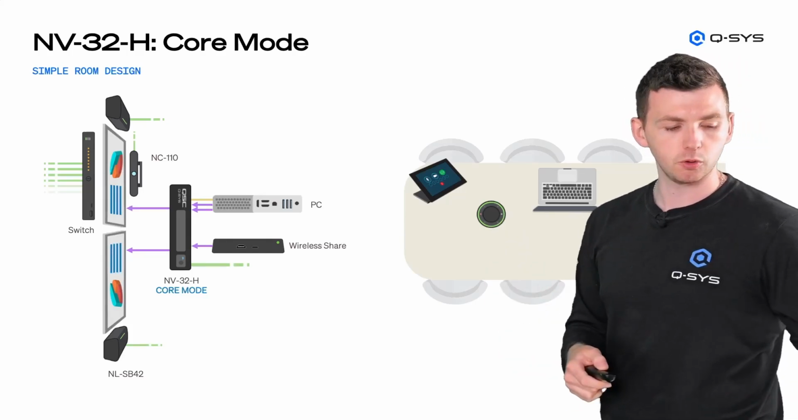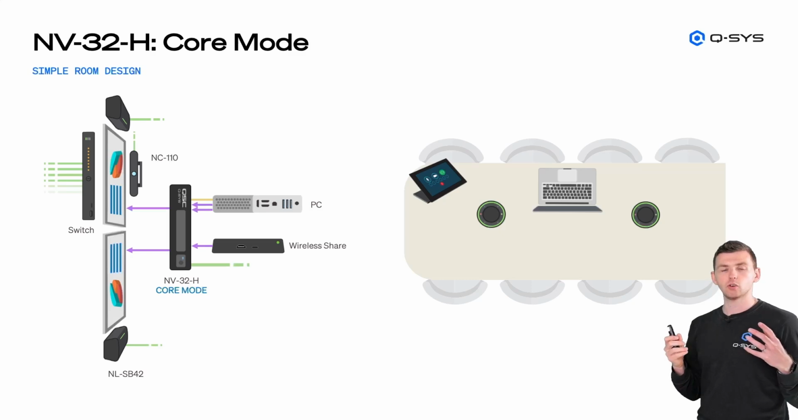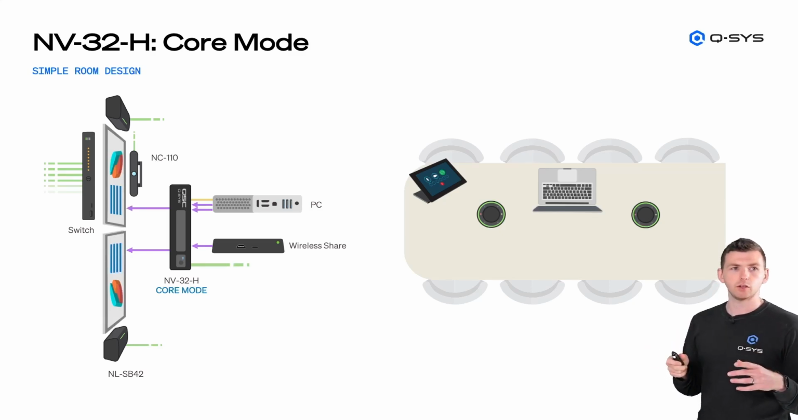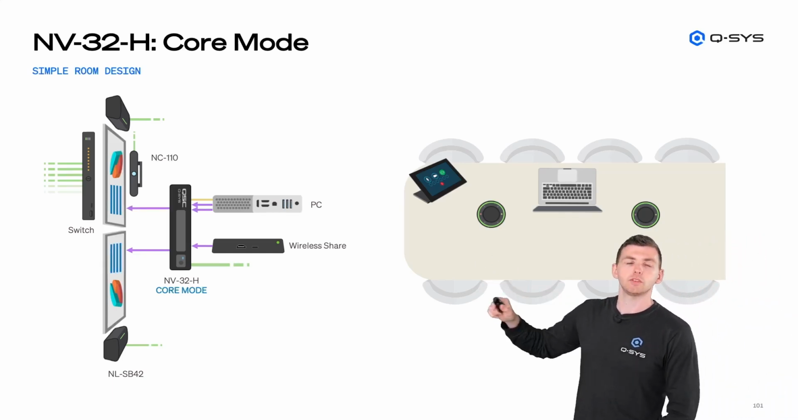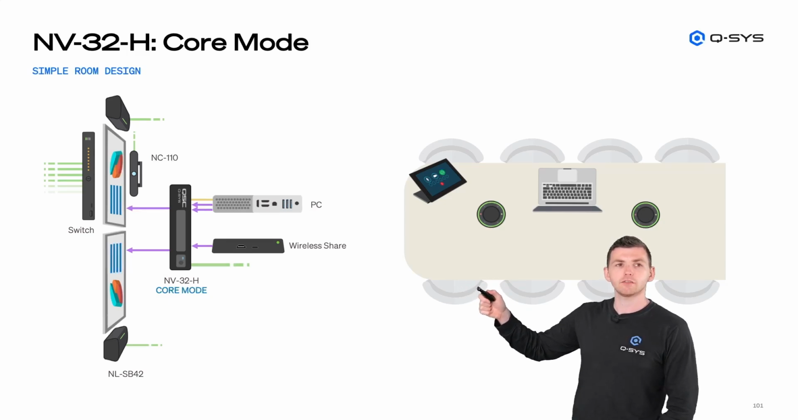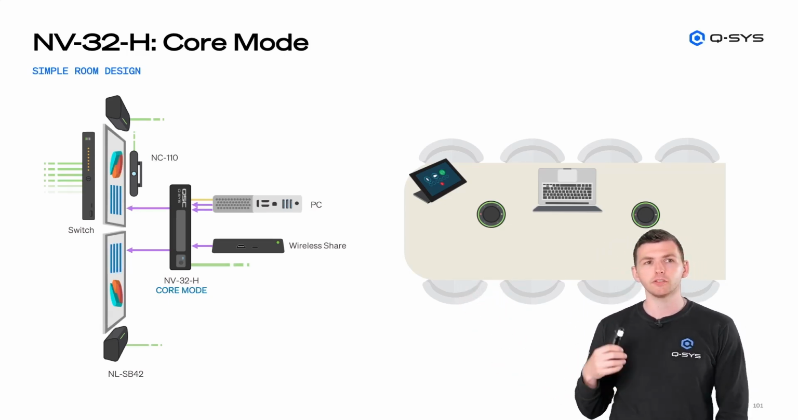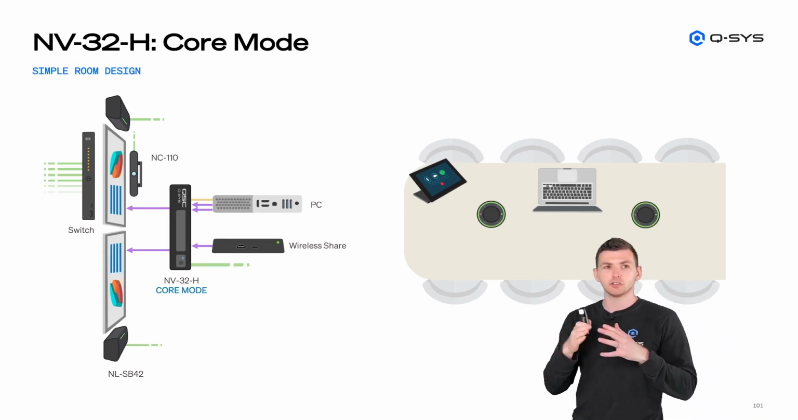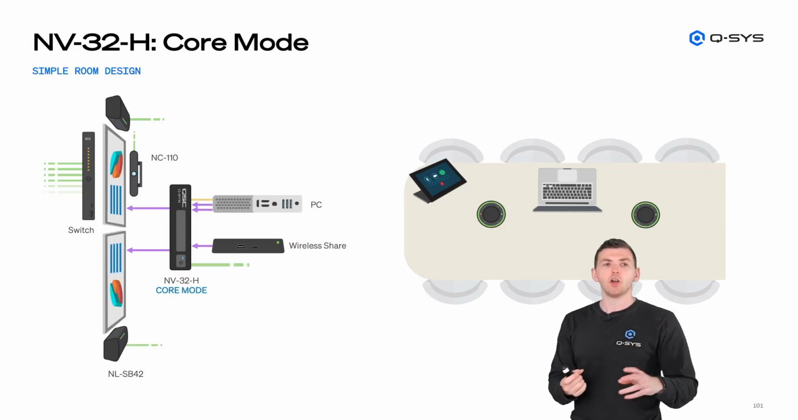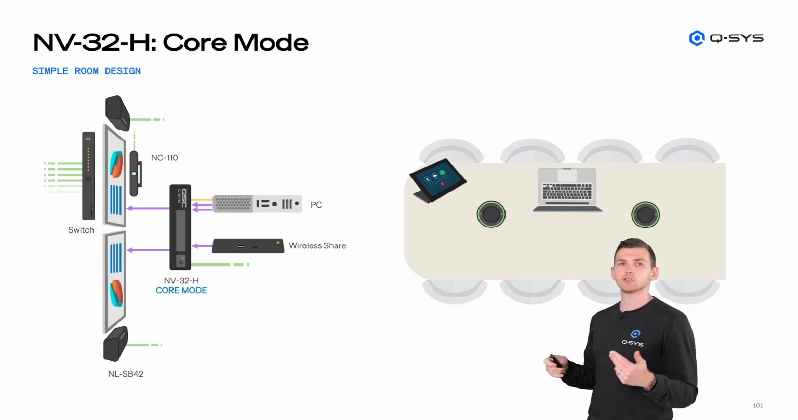Let's look at a small system here. Let's say this is a small meeting room, and here I've just got an NV32 in core mode, and I'm doing a huge number of different things with it. Over here we've got HDMI switching. I've got a PC with 2 outputs going into that NV. I've got wireless sharing, maybe something like ClickShare or Immersive Solstice. So 3 inputs going in, and then 2 outputs. So 3x2 switching.